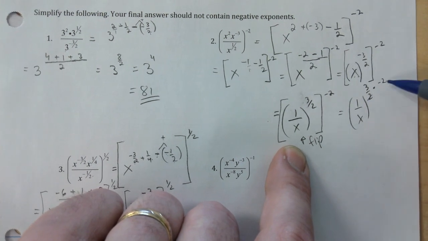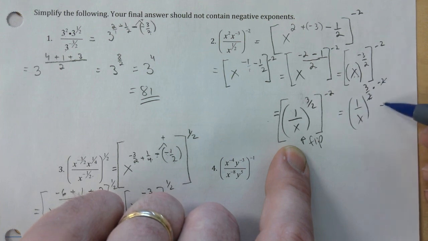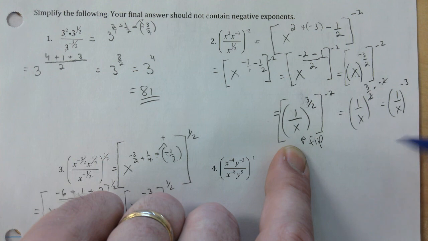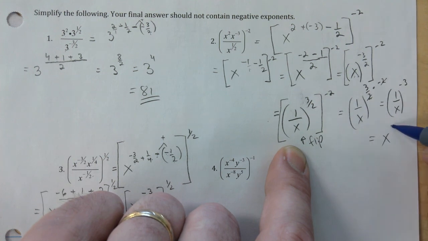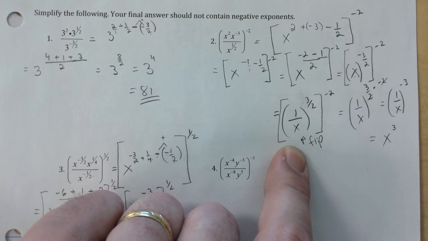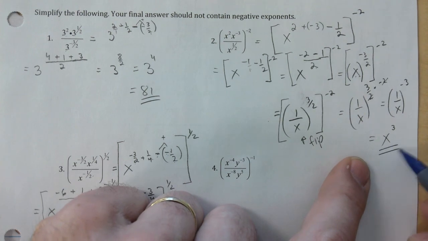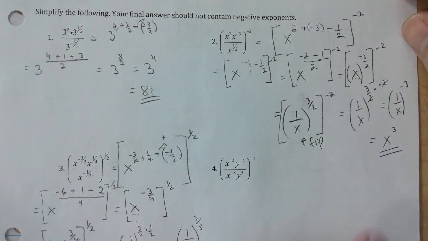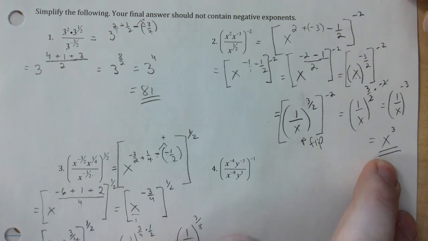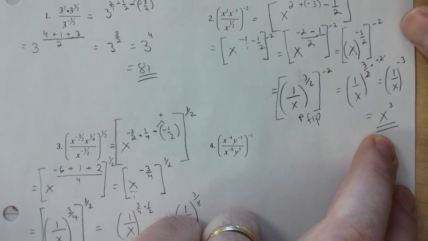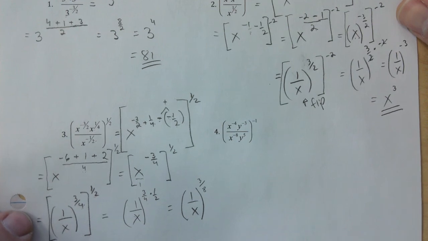These cancel out. It's just 2 goes in there once, 2 goes in there once. So it's just -1 left. So that's to the -3. So now I have to flip it again. X to the 3. Thank you, Angie. That's what it's supposed to be.